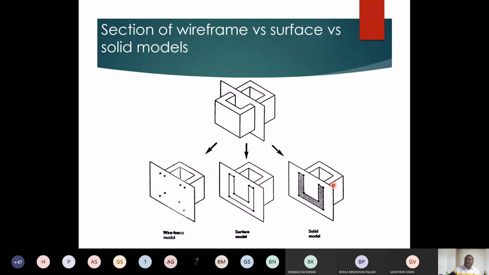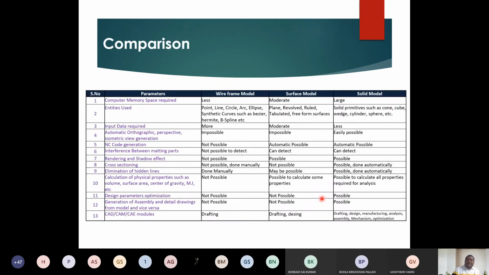Whereas if you consider a 3D solid model of the same object, then not only the points, not only the edges, but it can also calculate the cross sectional area. Why? Because I am cutting a volume with a surface, so I get an area. Like that, there are certain advantages and limitations, and you can compare all these three like this. This table will really help you a lot.